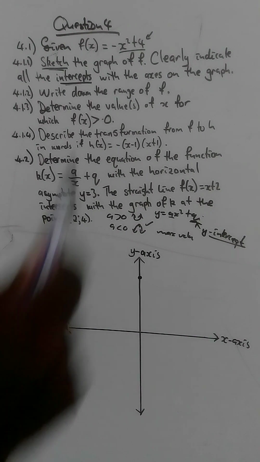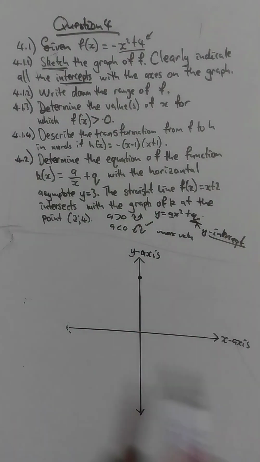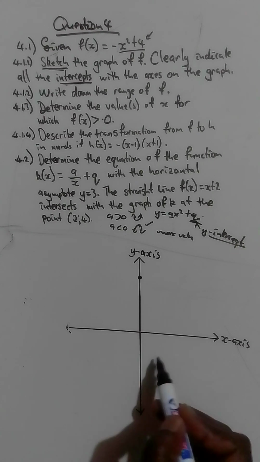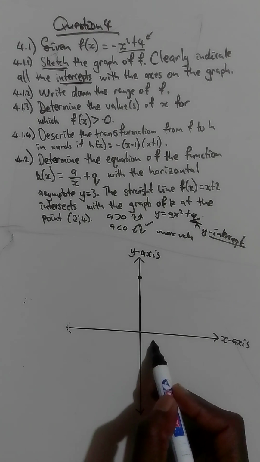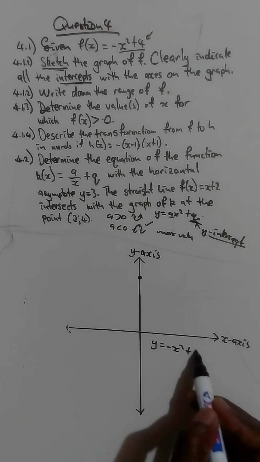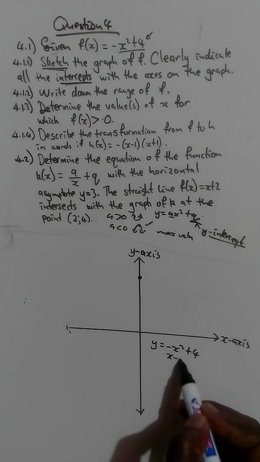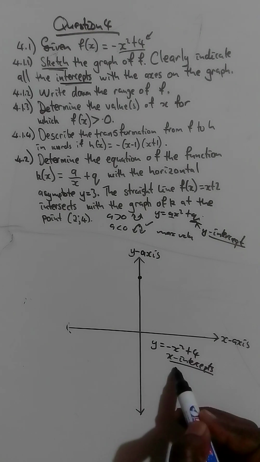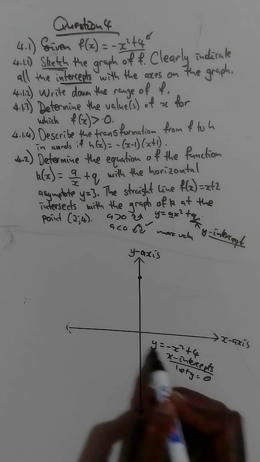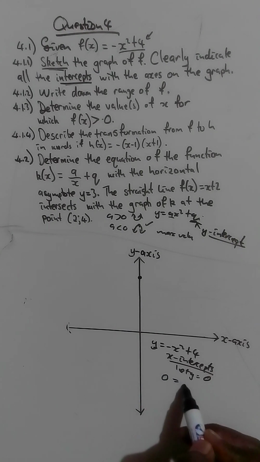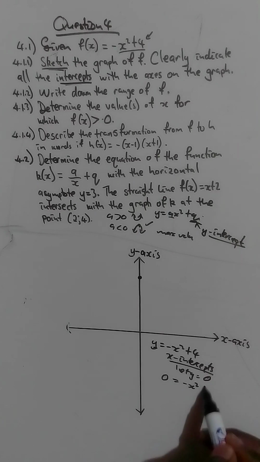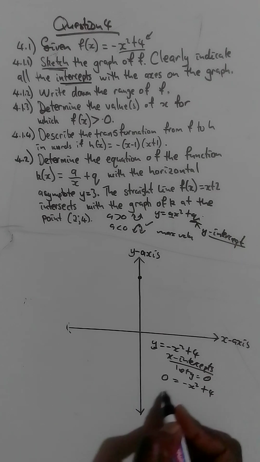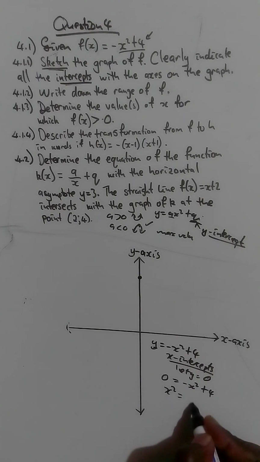Now, as for the x-intercepts, I need to calculate. When I'm looking for the x-intercepts, what do I do? I make y equal to 0. So we've got the equation y = -x² + 4, and we are looking for the x-intercepts. So we let y equal to 0: 0 = -x² + 4. I transpose this. Now I get x² = 4.